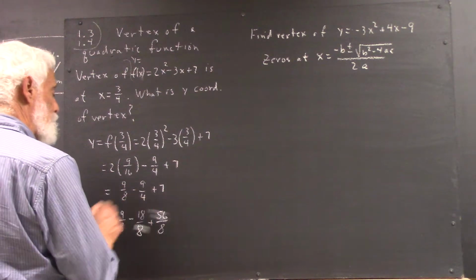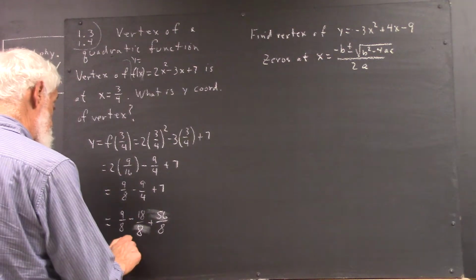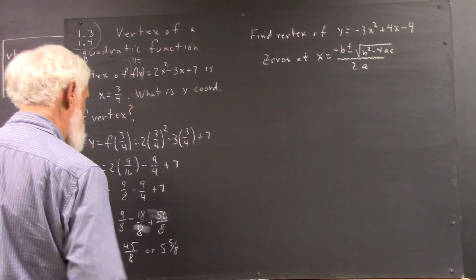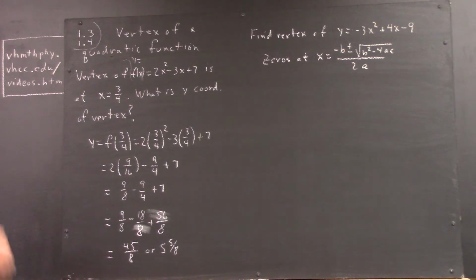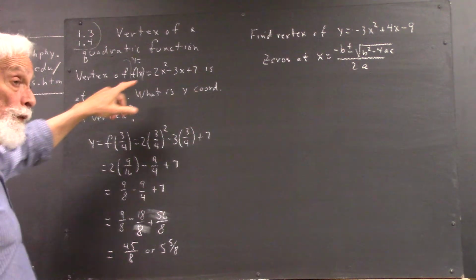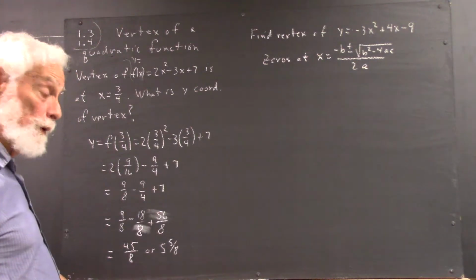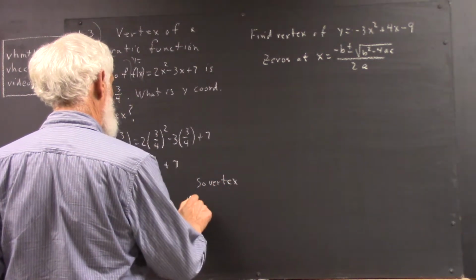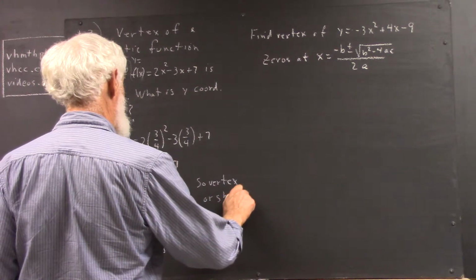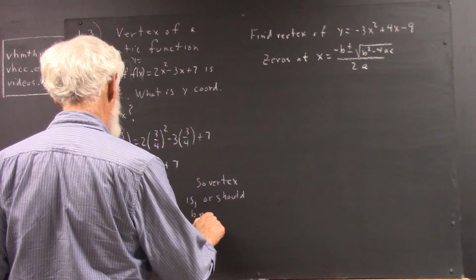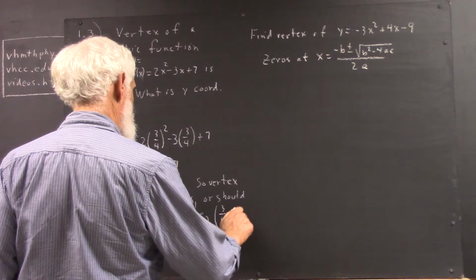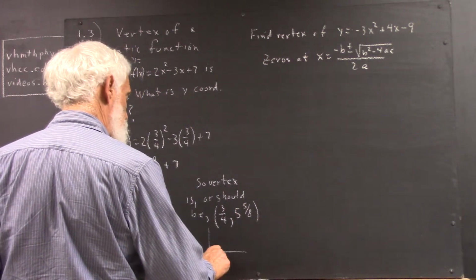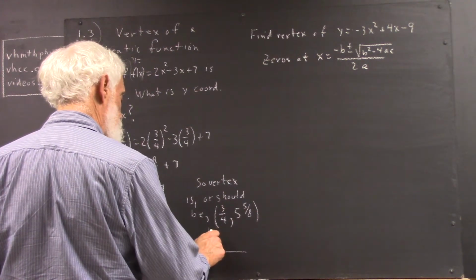So this is 9 minus 18, which is -9, plus 56, which is 45/8. If you want to know where that is on the number line, it's 5 5/8. Now, anytime you've found the x-coordinate of the vertex, you plug it in to get the y-coordinate. The vertex is, or should be, three-fourths. And I'll write it in mixed number form so you can think about where that is on a graph. X would be 3/4, y would be 5 5/8, so the vertex would be like right here.